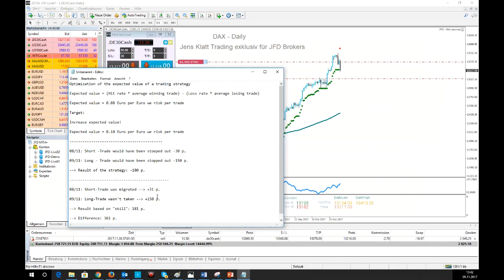And that would then cause an enormous difference here of something like, I don't know, what would it be? If I make the profit on this trade, this is something like 300 points then. Yes, so it's more than 600 points better. I perform 600 and more points better than what I would have if I just traded the strategy. And this is what I'm talking about when I talk about optimization of the expected value of a trading strategy.